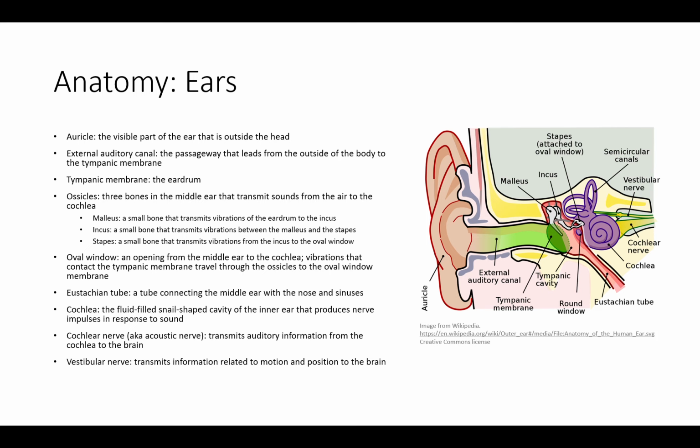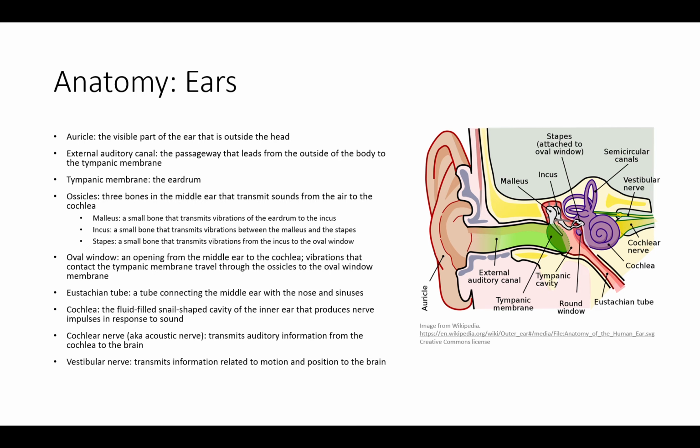The malleus is a small bone that transmits vibrations from the tympanic membrane to the incus. The incus transmits the vibrations to the stapes, and the stapes transmits the vibrations to the oval window. The oval window is an opening from the middle ear to the cochlea. Vibrations that contact the tympanic membrane travel through the ossicles to the oval window to create vibrations inside the fluid that fills the cochlea. The Eustachian tube is a tube that connects the middle ear with the nose and sinuses.